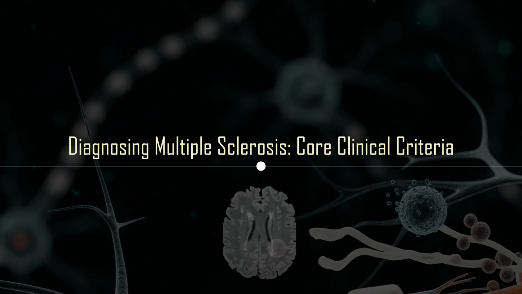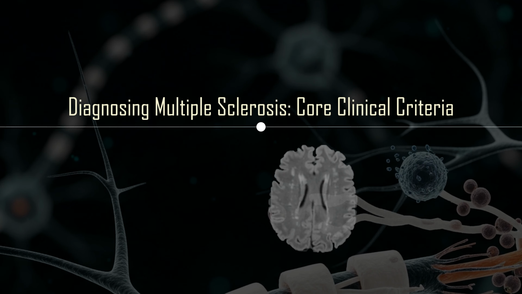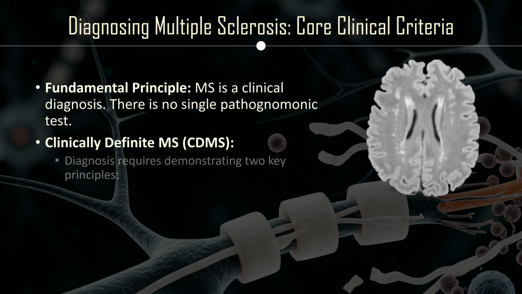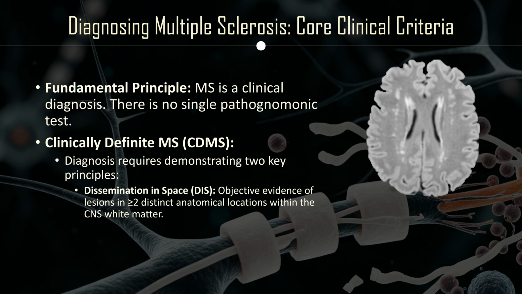Welcome to Harrison Simplified. There isn't that single definitive pathognomonic test we often wish for, making our clinical acumen absolutely paramount. When we talk about clinically definite MS, we're fundamentally looking to establish two critical principles. First, we need to demonstrate dissemination in space, or DIS. This means objective evidence of lesions found in at least two distinct anatomical locations within the central nervous system's white matter. Think of it as scattered damage across different neural territories.